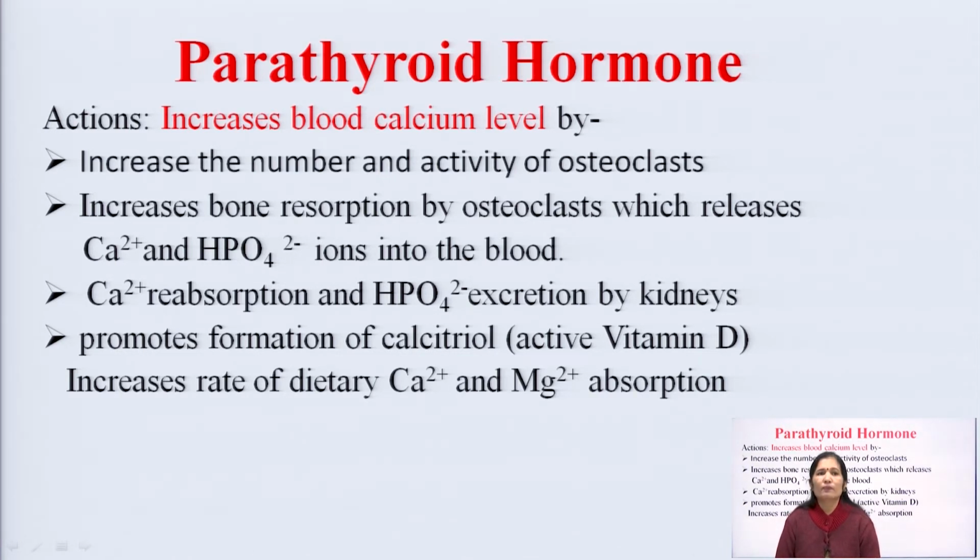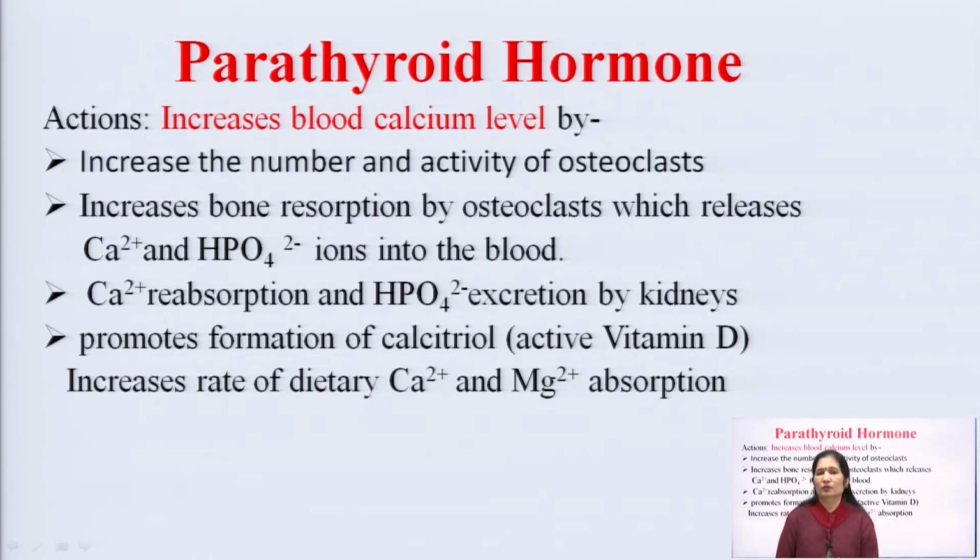It also increases calcium reabsorption, that is, calcium will go into the blood, and phosphate excretion by the kidney. And its third action is that it will promote the formation of calcitriol. Calcitriol is the active form of vitamin D, and this calcitriol increases the intestinal absorption of calcium and magnesium. So, these are the actions of parathyroid hormone which increases blood calcium level.